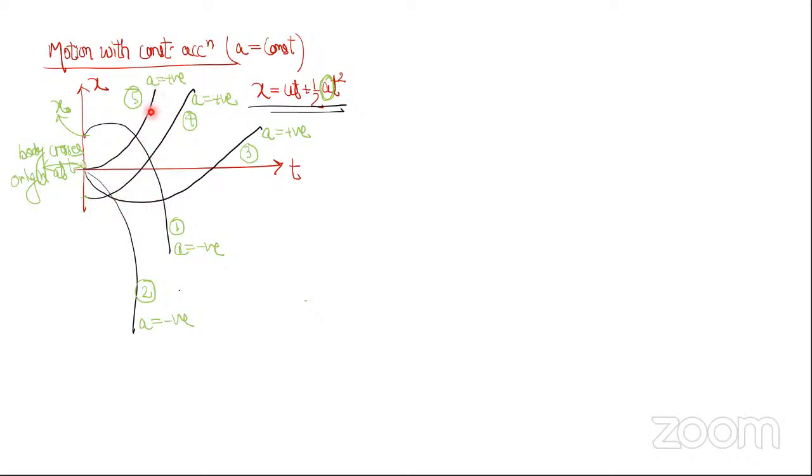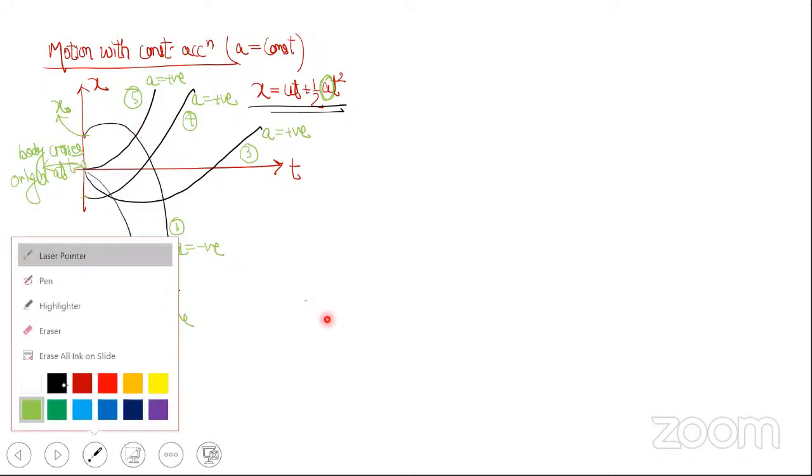Acha, graph number 5. Initially the velocity was 0, it was at rest, and then the slope becomes positive. That means it starts moving towards right. Could you understand how we analyze velocity from this graph? If yes, raise your hand. XT graph done. Now let's make a VT graph.